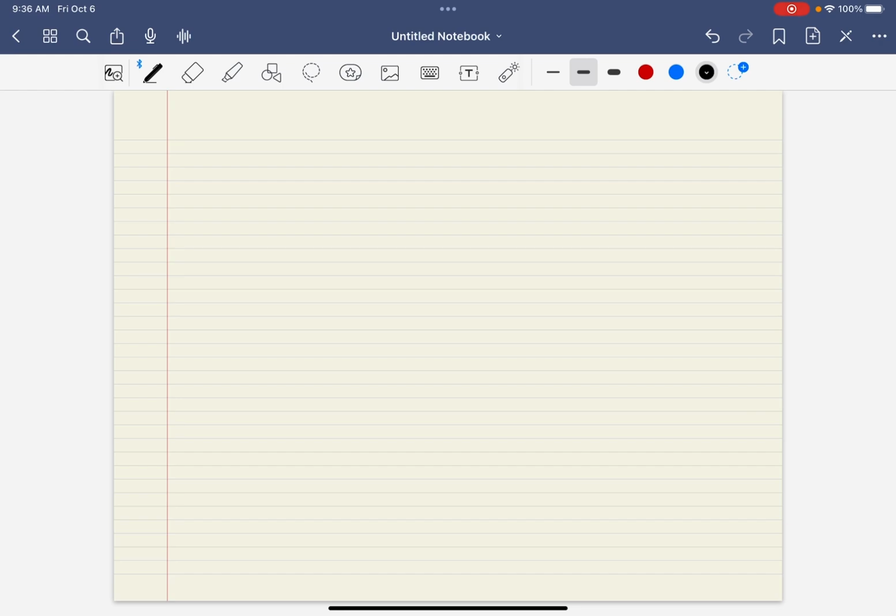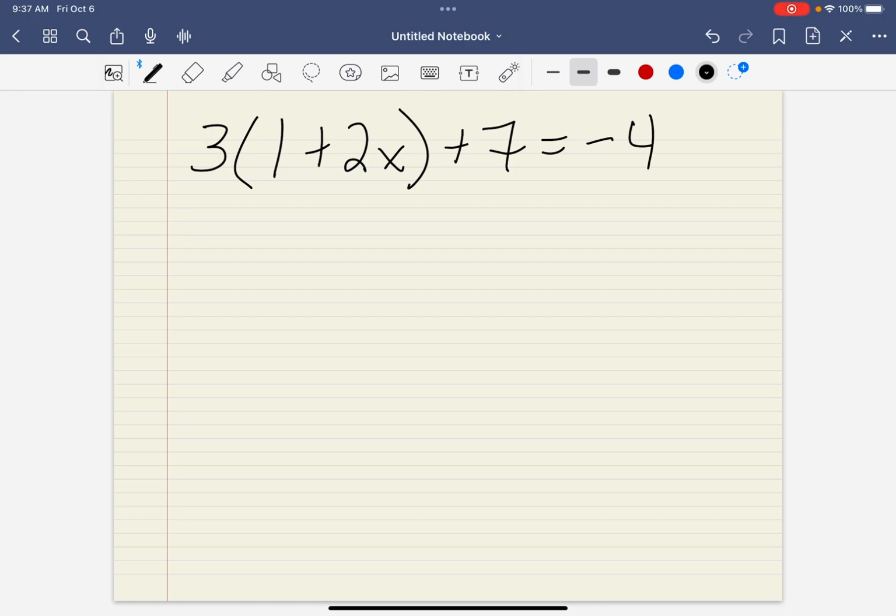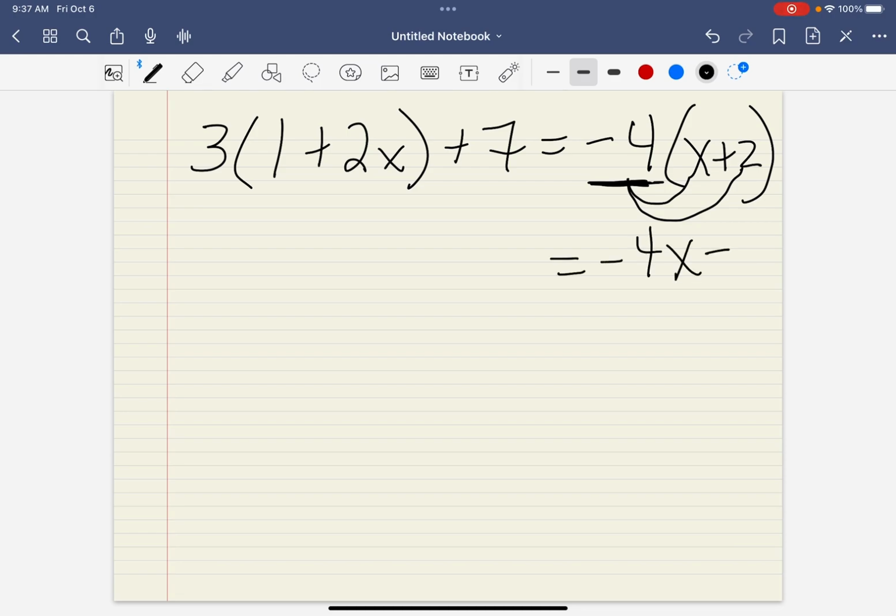So the next one is 3 times 1 plus 2x plus 7 is equal to negative 4 times x plus 2. So the difference between that one and the one we just did is that this is a negative number that has to be distributed. So don't forget, it's negative 4 times x and negative 4 times positive 2. So that'll be negative 4x minus 8. Okay, the big mistake is right here. People always put plus 8, but it's negative 4 times positive 2, so that's a negative 8.